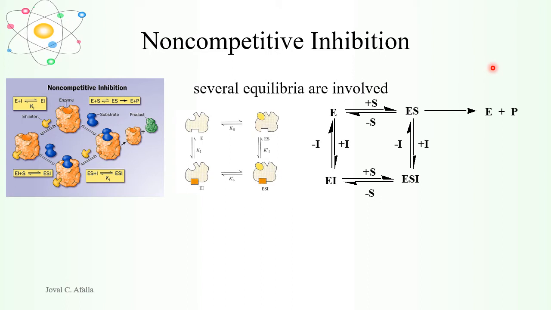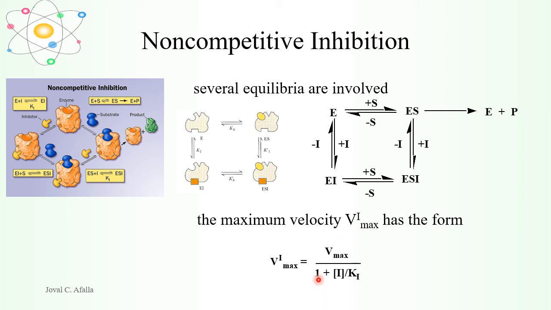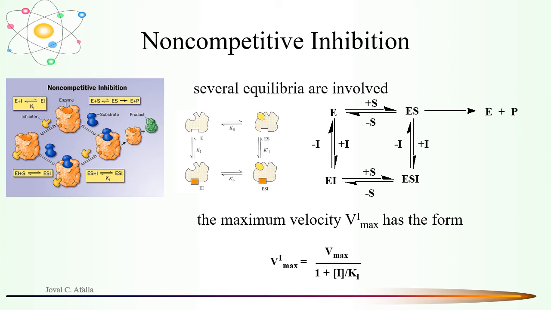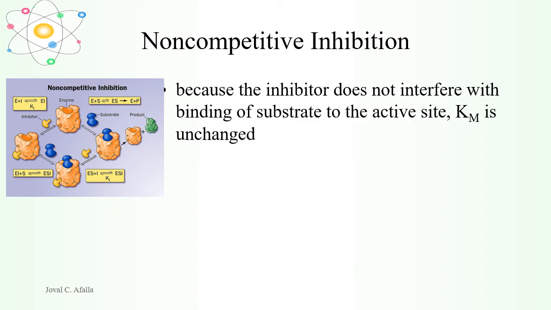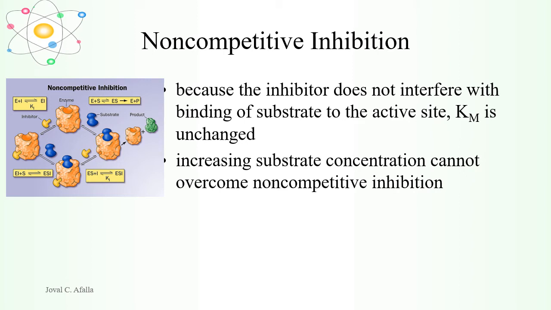These are just different ways of representing the same reaction. Now, what happens here? In this form, the maximum velocity, given here as Vmax raised to the power I for the inhibitor, has the form Vmax divided by 1 plus inhibitor concentration divided by Ki. So in other words, the y-intercept will be changed. Because the inhibitor does not interfere with the binding of the substrate to the active site, Km is unchanged. In this particular case, even if you increase the substrate concentration, you cannot overcome the effect of the non-competitive inhibitor.